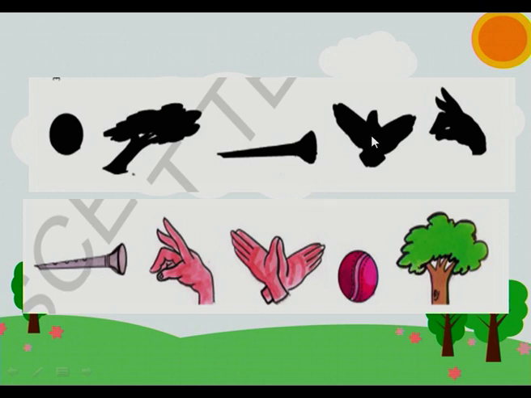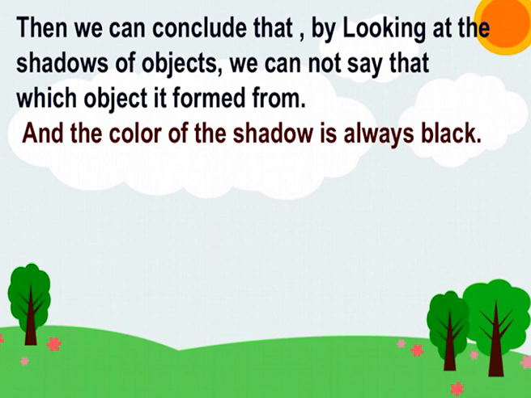And the fourth shadow, I thought it would be a bird's, but the shadow is formed with the help of hands. And the last one also, I thought it would be a shadow of a rabbit, but it is also formed with a hand. Then we can conclude that by looking at the shadows of objects, we cannot say which object they are formed from, and the color of the shadow is always black.